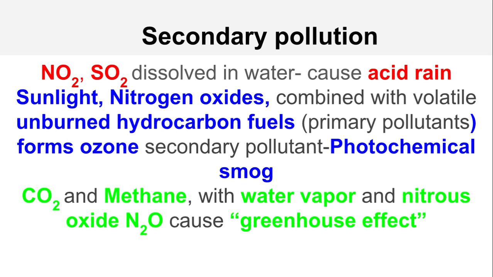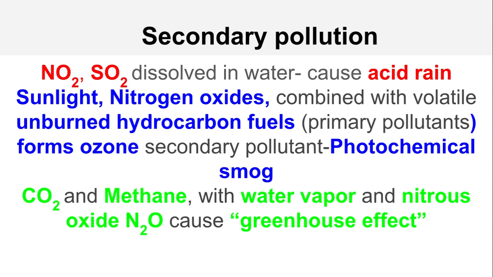So nitrogen dioxide and sulfur dioxide in the air dissolve in the water vapor and come down as acid rain. And in the presence of sunlight and high temperatures, nitrogen oxides combined with volatile unburned hydrocarbon fuels form ozone, which is a secondary pollutant, and that causes photochemical smog. Photochemical smog is a problem in the big cities, especially in the cities with a lot of traffic. And you might have seen it in pictures, or you might have experienced it.